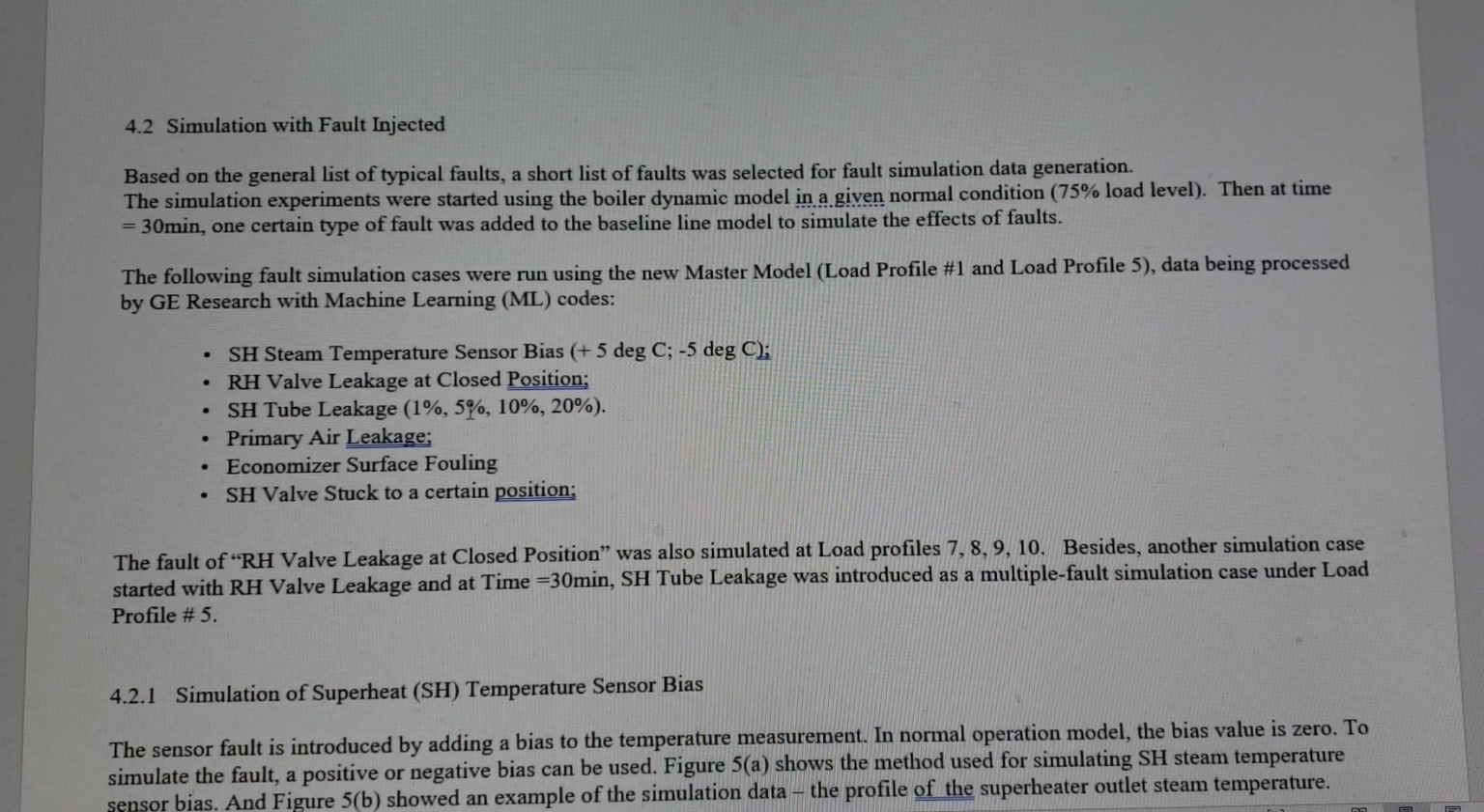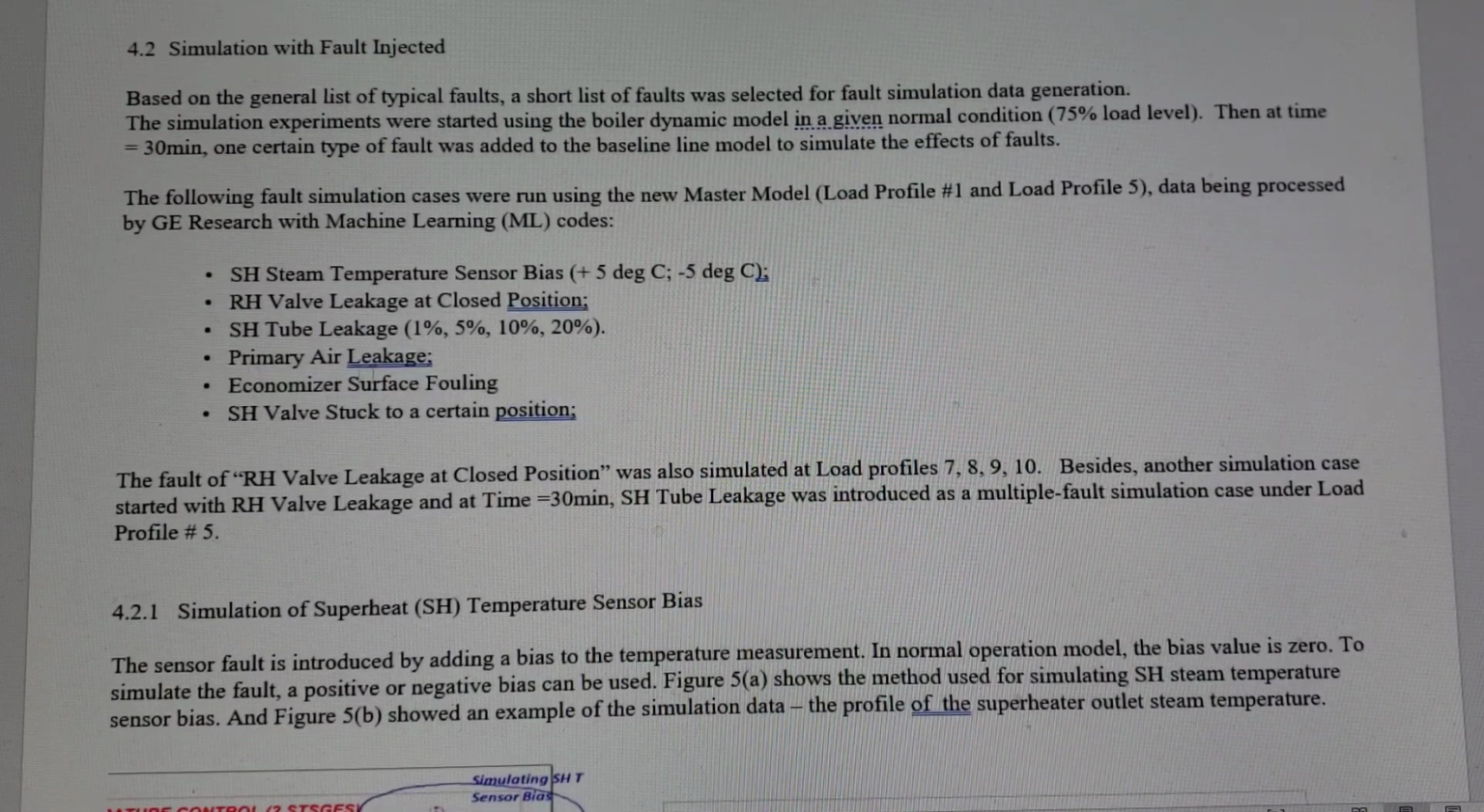And the tube leakage can be water or steam leaking from the superheater tube. In this case, the superheater carries steam, so the water wall can have water leak into the furnace. Also primary air leakage, air leaking from the air side, the air pipe, to the flue gas side. Economizer surface fouling can cause problems for the heat exchanger. The overall heat transfer coefficient can drop.